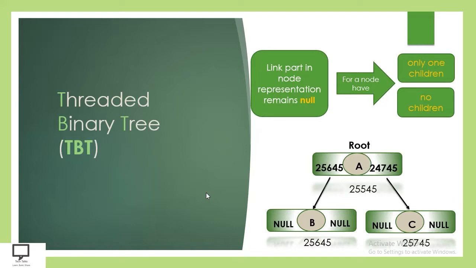So in this case, what we have to do is form the threads. This is the situation where both the pointers are null: a left pointer is null and a right pointer is null for node B as it is a leaf node, and the same thing for C node, both the left and right child are null. It indicates that there is no child present for that node. So what is the threaded binary tree?